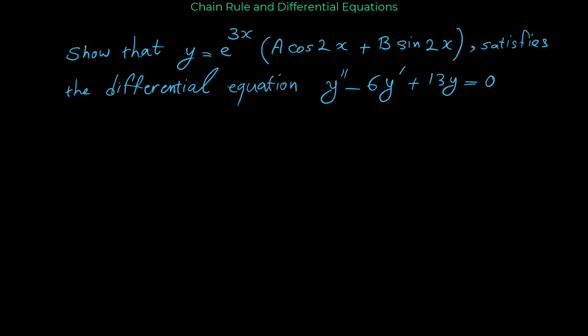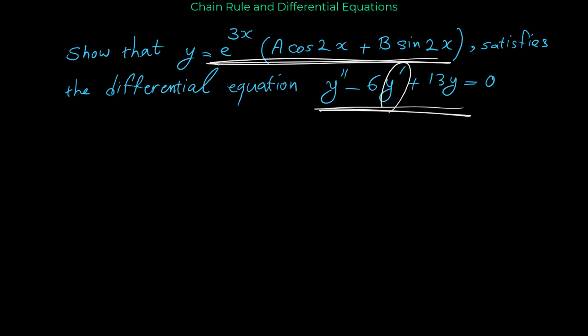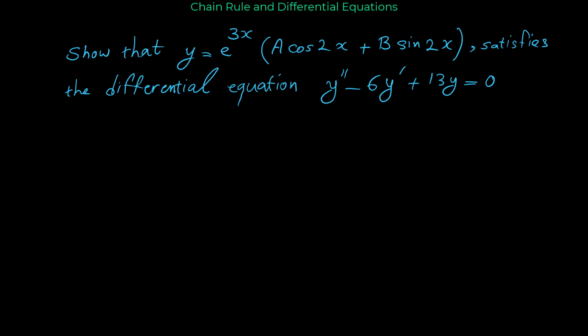Now look at this question. Show that the function y equals e to the 3x times (a cosine 2x plus b sine 2x) satisfies this differential equation: y double prime minus 6y prime plus 13y equals 0. To show that this function is a solution for this differential equation, first we have to find y prime and y double prime. So we have to find the first derivative and the second derivative of the given function.